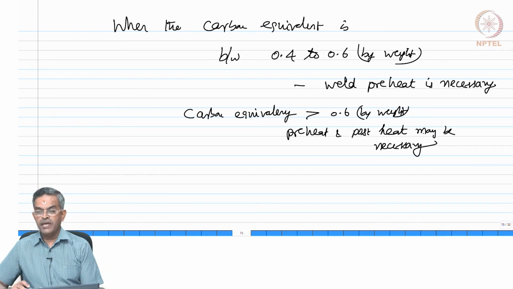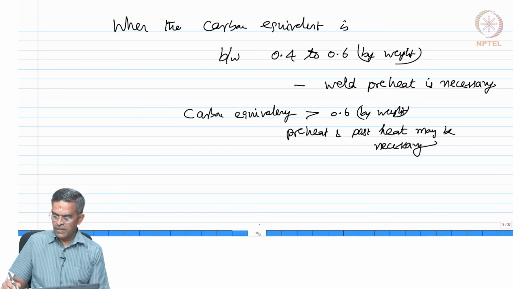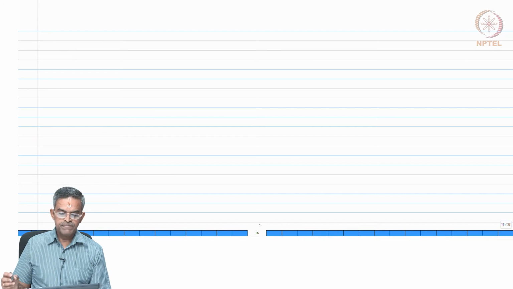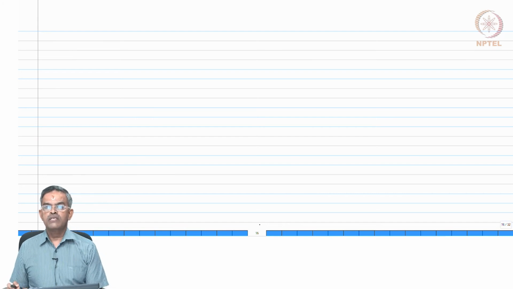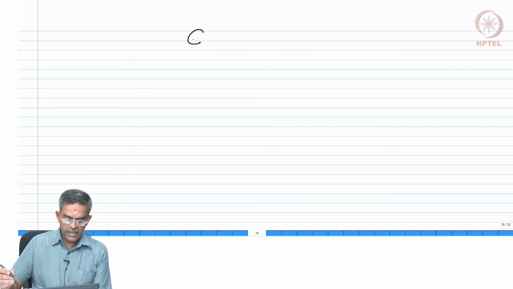I am talking about preheat and post heat of the member. Okay. So, we have a very interesting table recommended by the literature. You can refer to my list of references in detail to know more about this. Let us open up a table: carbon equivalency and weldability.